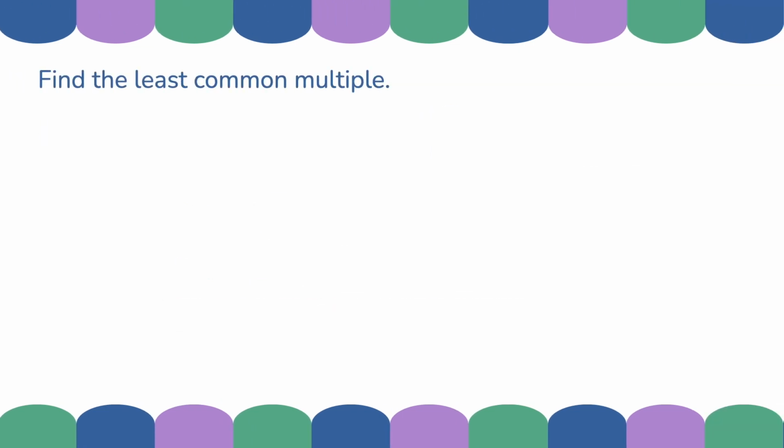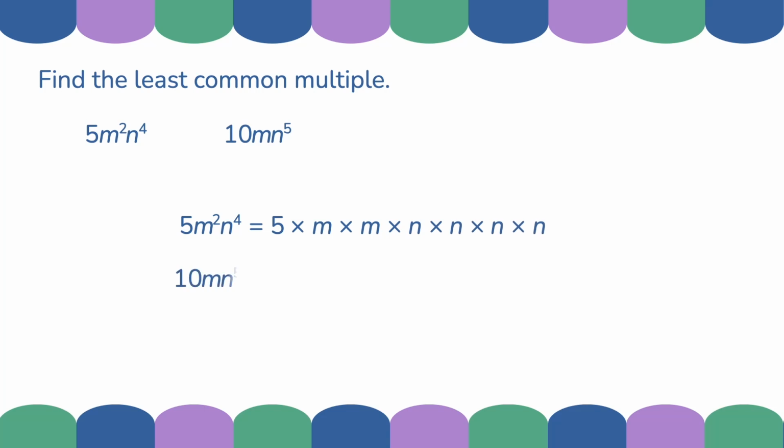Here's another one. Find the least common multiple of 5m squared n to the power of 4 and 10mn to the power of 5. Let's write out each monomial as a product of its prime factors. 5m squared n to the 4th power as a product of its prime factors is this. And 10mn to the 5th power as a product of its prime factors is this. Our distinct prime factors are 2, 5, m, and n. We'll just need to identify the most times they appear in either monomial.